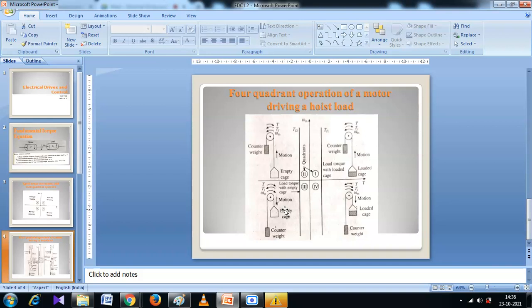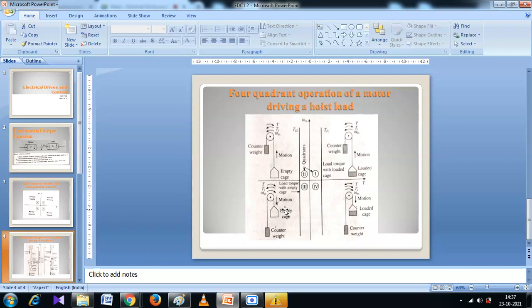Which weight is heavier? Counterweight or empty cage? Counterweight. And what is the initial position of these two? No change, sir. The initial position of the empty cage is high and the counterweight is low. So due to gravity, there is no change in position of these two.